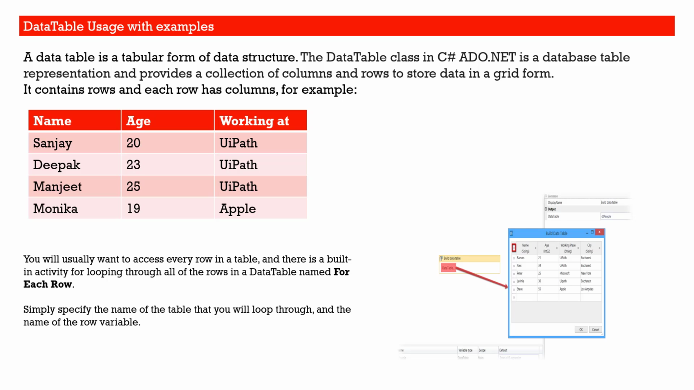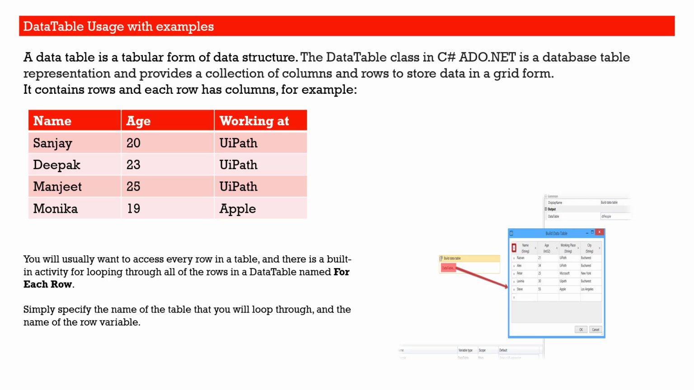So in the last lesson, we also discussed what a data table is. A data table is nothing but a tabular form of a data structure. The DataTable class is defined in C# ADO.NET, right? It's a representation or a collection which stores your data in rows and columns. You can take this example: we have tabular information with three columns: name, age, and working at, right?